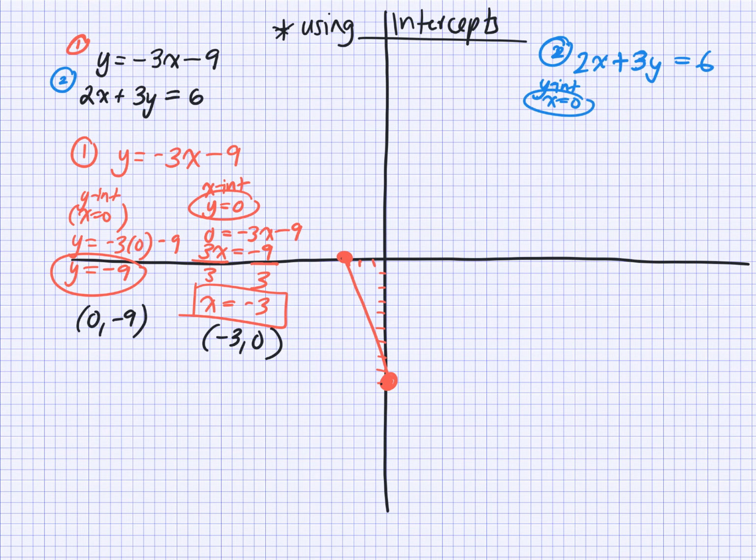So, did you do the y-intercept? Y is equal to 2. Okay, 2 times 0 plus 3y equals 6, yes. So 3y equals 6. I'm just showing all the steps. Divide by 3. Yeah. Y is equal to 2.